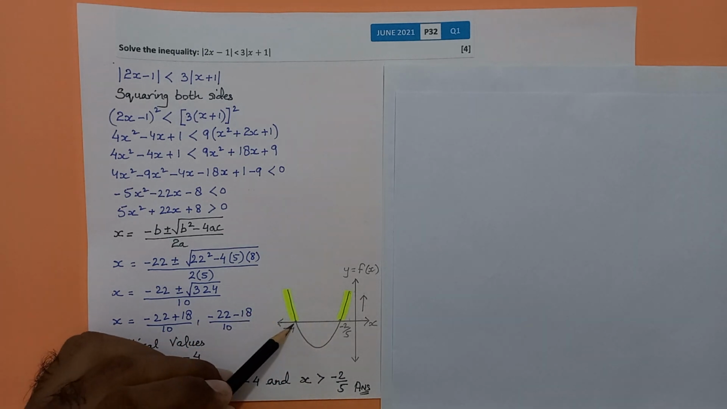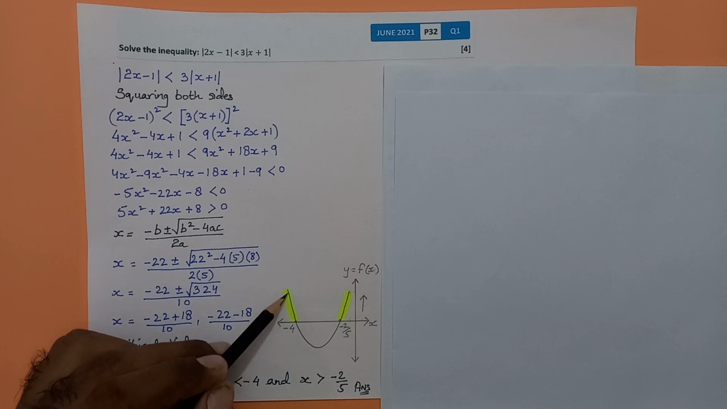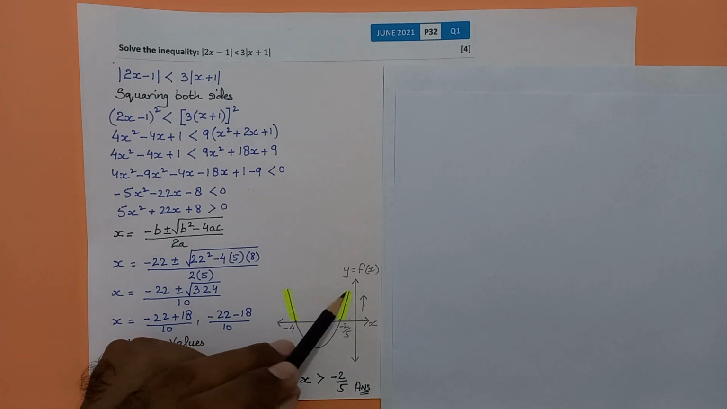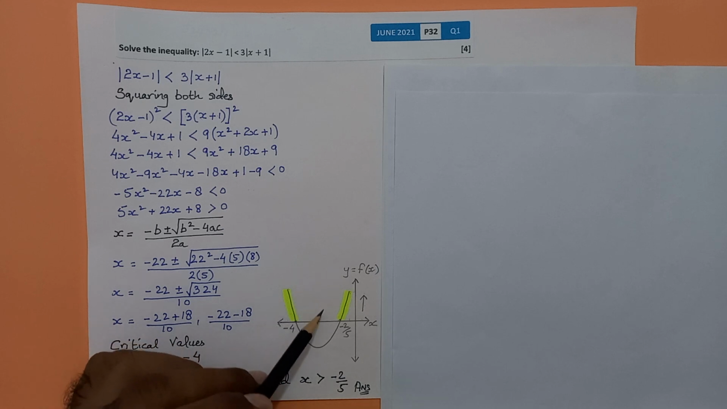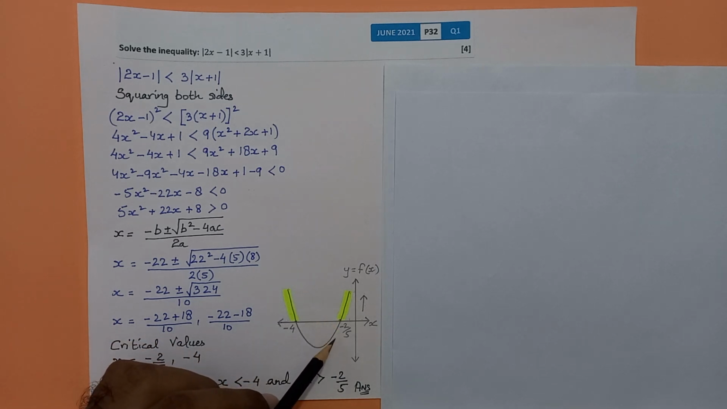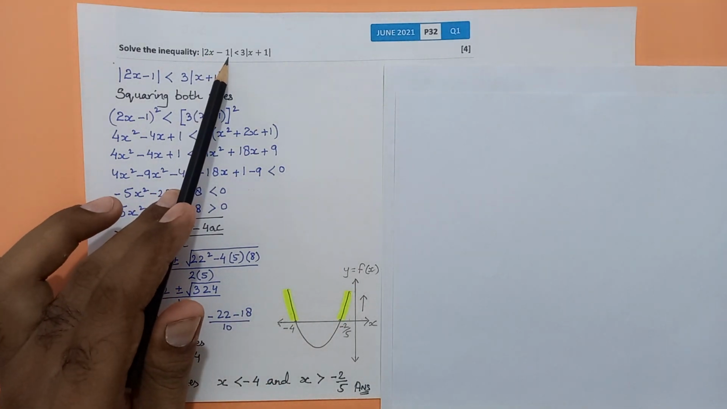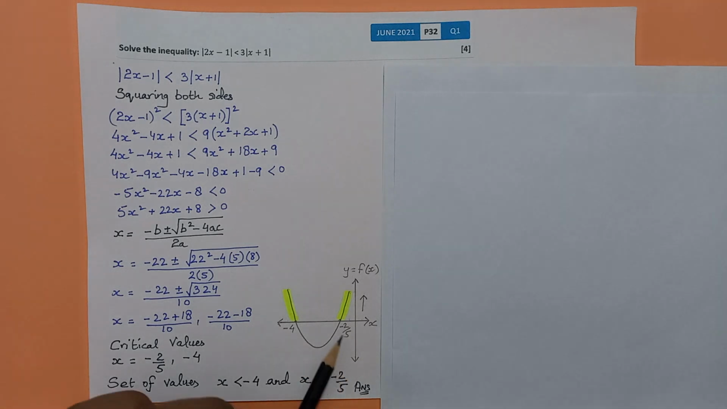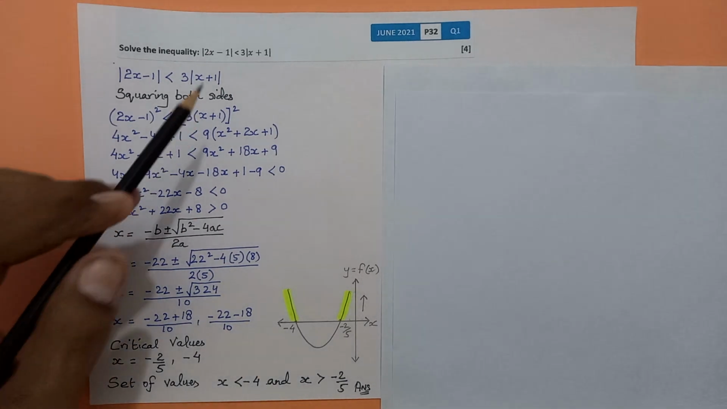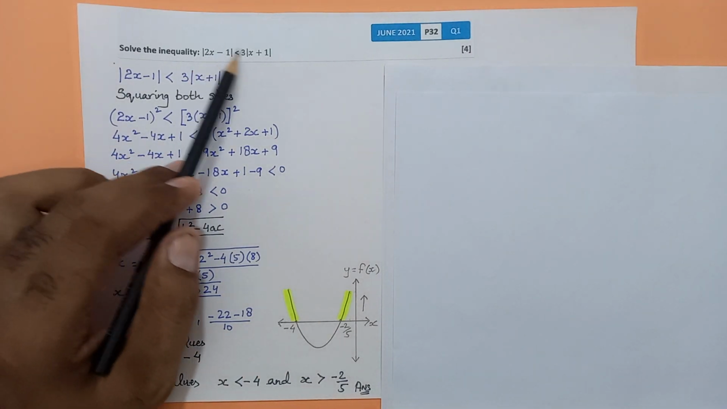Or in other words, any value of x less than -4 will also give you a positive value of y. So finally, by looking at the graph, the set of values of x which satisfy the given modulus inequality are x greater than -2/5, as I have written over here, or x less than -4. The question that we are working on contains modulus on both sides.